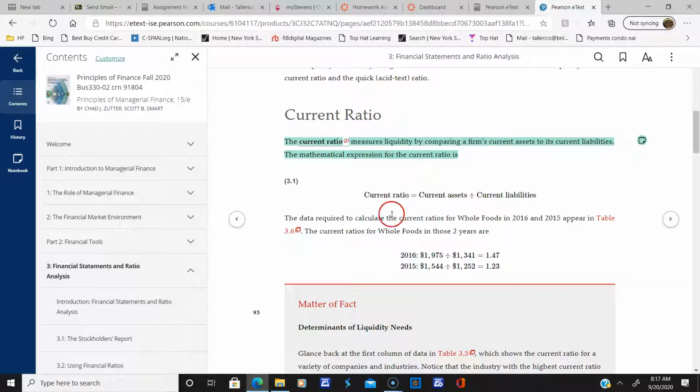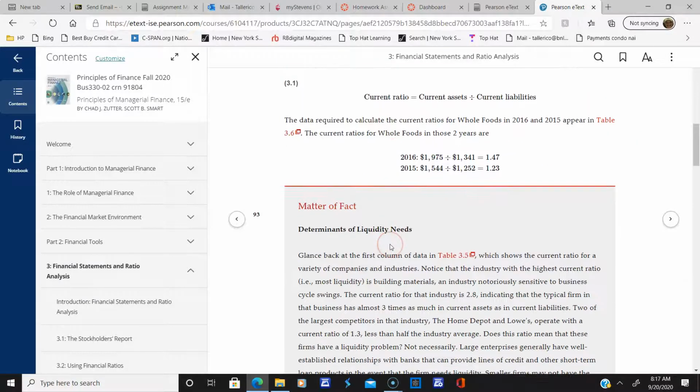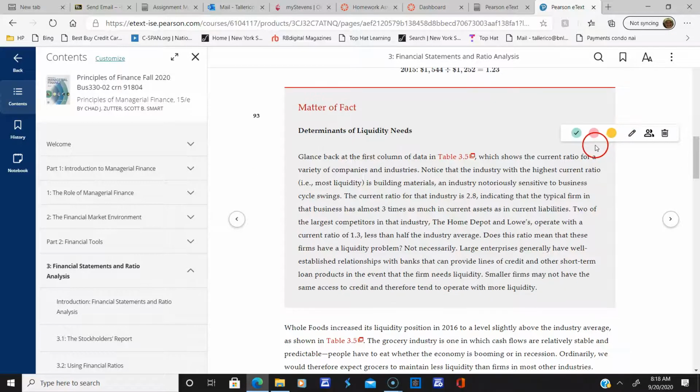Now it's important that you go through these numbers, and the book gave you an example for Whole Foods: their income statement and their balance sheet for the last 2 years. You should know where these numbers are coming from. I would go through these and make sure you understand where these numbers come from, and it's important you do that.